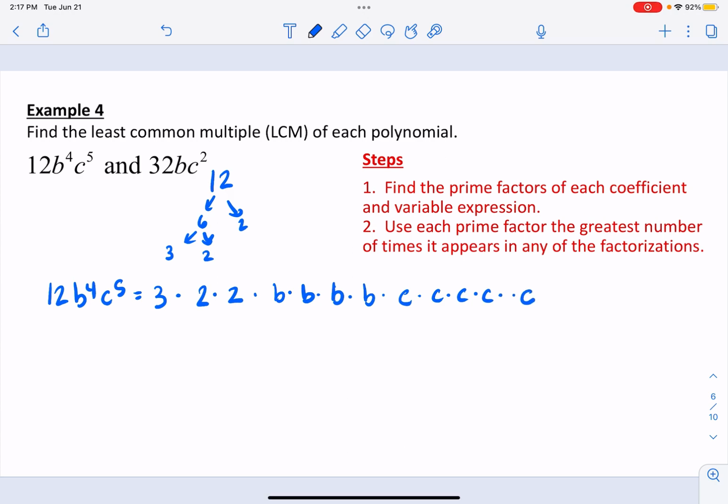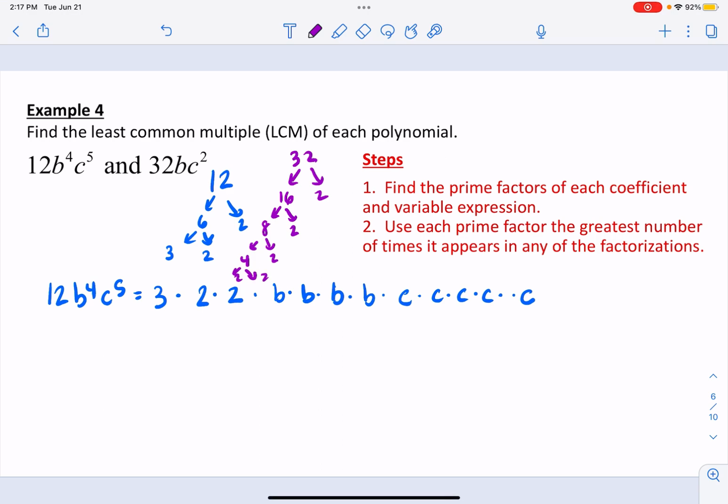And then take 32 and break down 32. I'm going to do 32. You know what? I'll do 32 in purple. So 32, I'll do it up here. I'll just give myself some room. So 32 is 16 times 2. Then 16, well, that's 8 times 2. 8 is 4 times 2, and 4 is 2 times 2.